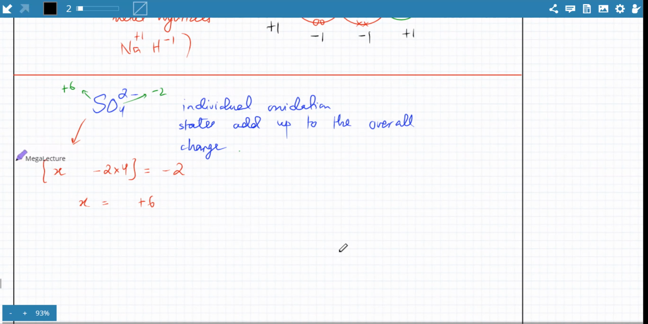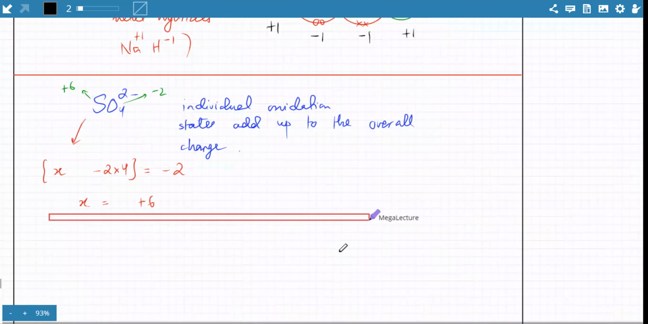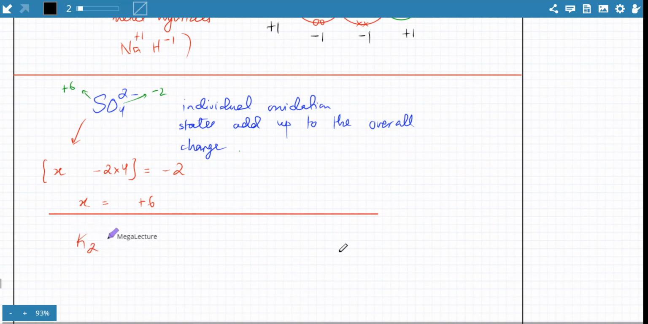Let's do another example. For example, you have K2Cr2O7. I need to find the oxidation state of Cr in K2Cr2O7. K is in group 1, so that's +1. Again, there are 2 Ks, so that's +1 times 2. Cr over here is unknown, so that's X times 2. And there are 7 oxygen, so that's -2 times 7. They should all add up to be equal to 0 because the overall compound has no charge.